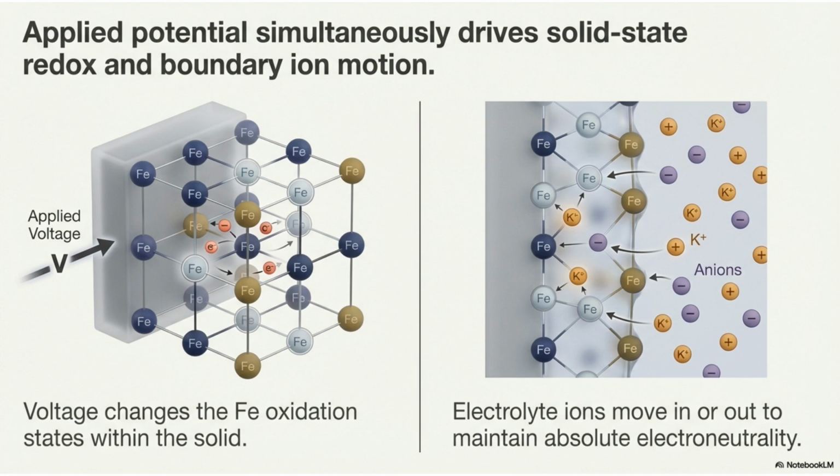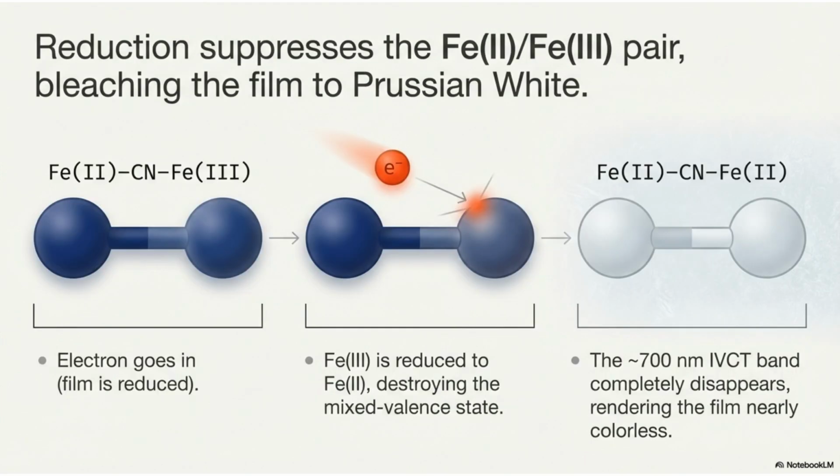Voltage changes the Fe oxidation states, while electrolyte ions move in or out to maintain electroneutrality. Reduction suppresses the Fe2+, Fe3+ pair, bleaching the film to Prussian white. An electron is inserted, reducing Fe3+ to Fe2+. The 700 nanometers IVCT band disappears, making the film nearly colorless.